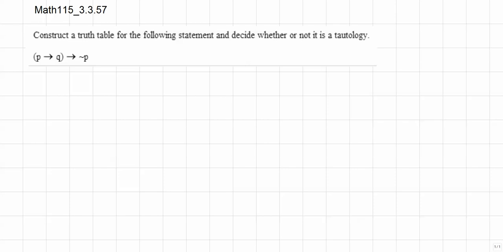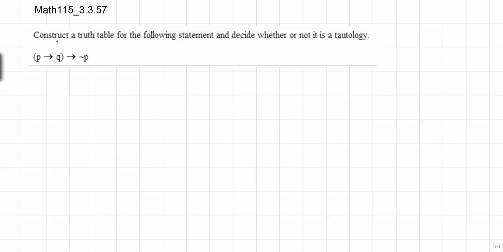Construct a truth table for the following statement and decide whether or not it is a tautology. Tautologies basically are going to be the fact that once I've constructed the entire truth table, the final column has to be all true. If they're all true, then we have a tautology.